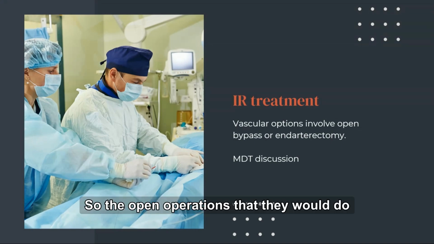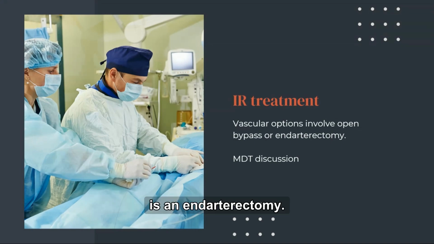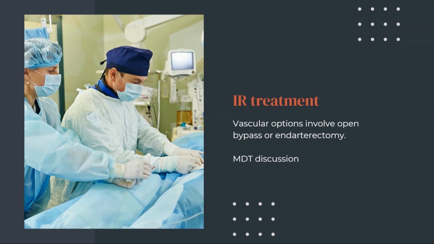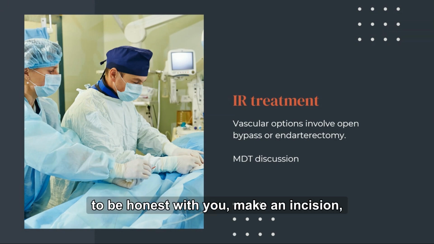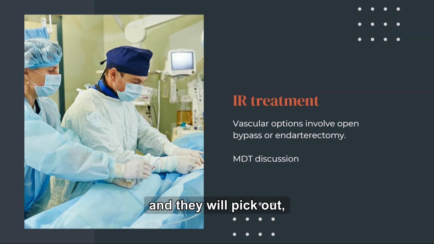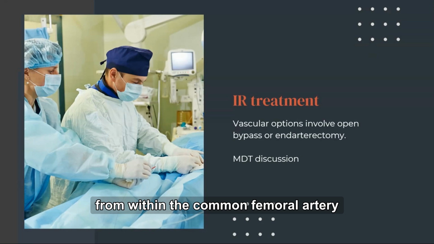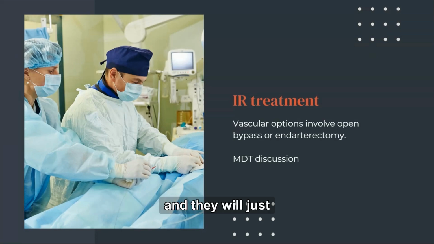So the open operation that they would do is an endarterectomy. If you don't know what that is, it's basically they cut down onto usually just the common femoral artery, to be honest with you. They make an incision, clamp the vessel from above and below, and they will pick out, it's a very delicate operation, actually quite satisfying to watch them do it. They just peel away the calcified disease from within the common femoral artery, and they will either sew that back up or they'll sew on a patch to make it a little bit bigger.